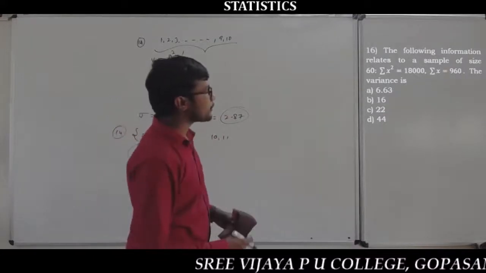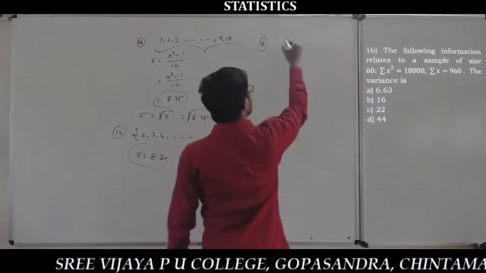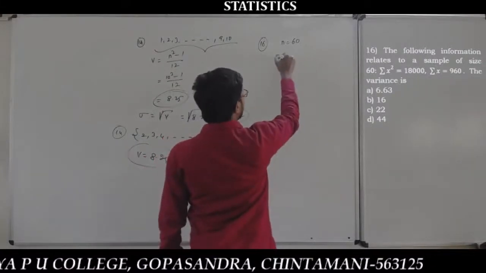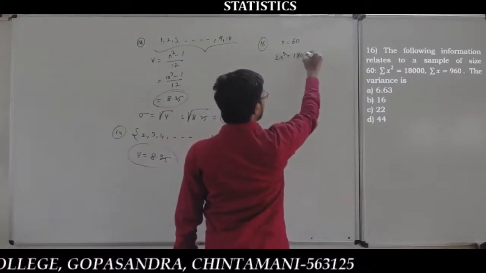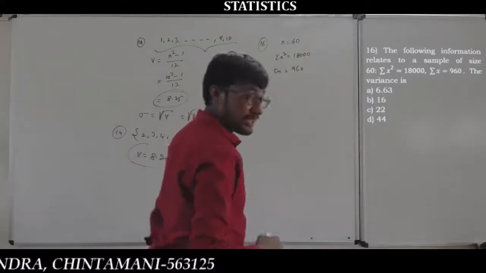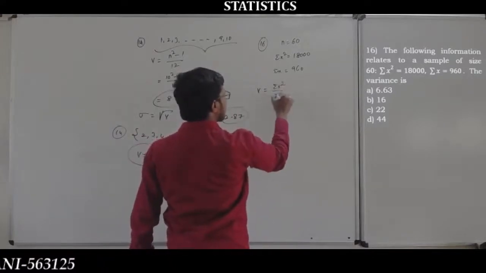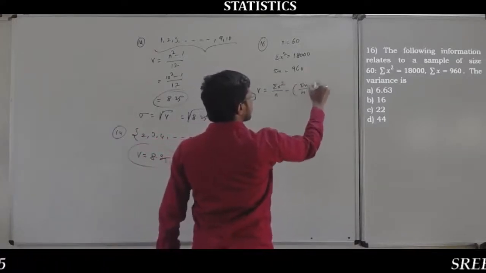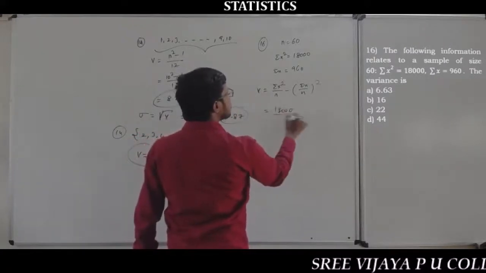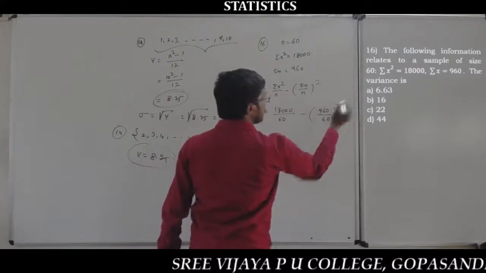The following information relates to a sample of size n equals 60. Summation of x square is 18,000, and summation of x is equal to 960. Find the variance. You can find the variance without the square root: summation of x square by n minus (summation of x by n) whole square. Summation of x square is 18,000 by 60, minus summation of x, 960, by n, 60, whole square.